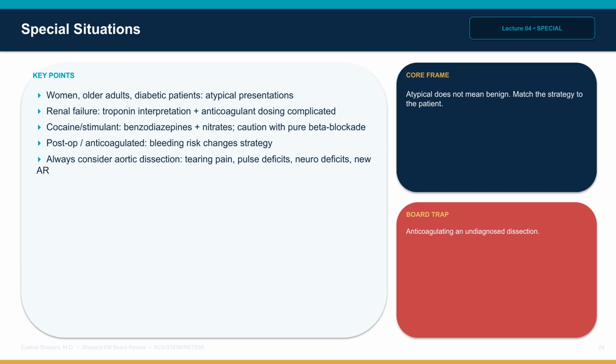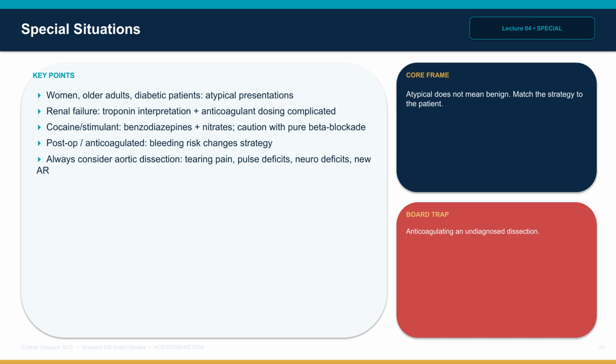Renal failure complicates baseline troponin interpretation and affects anticoagulant dosing. Cocaine and stimulant-associated chest pain is treated with benzodiazepines and nitrates. Be cautious with pure beta blockade and acute toxicity when that is a concern. Post-operative or anticoagulated patients may still have ACS, but bleeding risk changes the strategy.